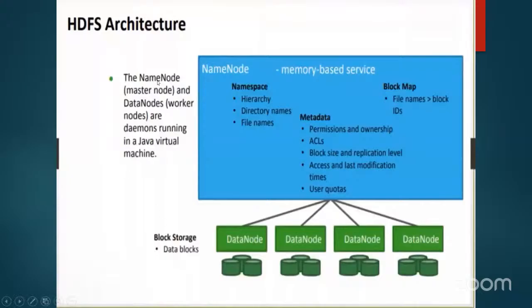Whenever I say name node or data node, we are storing everything in the Java virtual machine. The name node follows some rules. Here we have the hierarchy, directory of the names, and file names. Hierarchy is nothing but where it is stored exactly. In a data node you have block IDs 1, 2, 3, 4, and that hierarchy is stored in the name node. The name node also contains metadata. Metadata is nothing but permissions and ownership. Who can go and see the data node's data? Not everybody can check the data; they need certain permissions. Permissions and ownership, and what is ACL? Access control list.